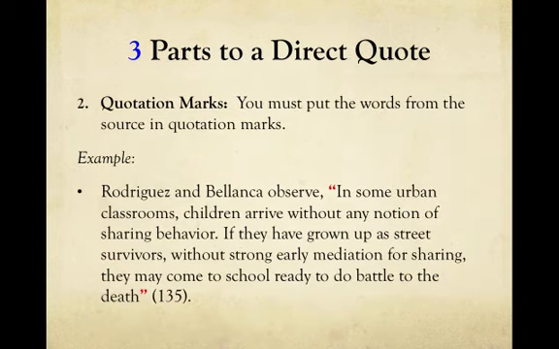Okay, the second part of a direct quote is the quotation marks. You have to put the words from the source in quotation marks. If you do not, it will be plagiarized. So an example, again, as you can see here, you have your signal phrase, Rodriguez and Belanca observe. Now we're going to assume that this is not the first time that this person has cited them in the paper, because if it was, we would need to know the credibility. Who are Rodriguez and Belanca? But anyway, there's your signal phrase, and then everything that is written in between the red quotation marks came from that source that Rodriguez and Belanca wrote.